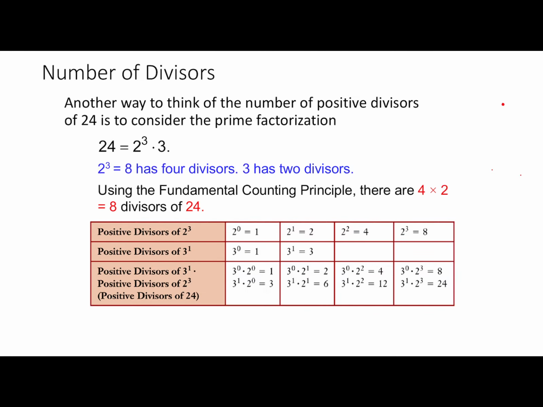Okay, so here's the list of positive divisors. When I'm thinking about the divisors of 2 cubed, the divisors of 2 cubed have to be powers of 2 that are less than or equal to 2 cubed. So I have 2 to the 0, 2 to the first, 2 squared, and 2 cubed. My divisors of 3 are 3 to the 0 and 3. And so to get divisors of 24, I'm just going to take all possible combinations of those divisors that are listed up top. And there are 8 ways to do that.